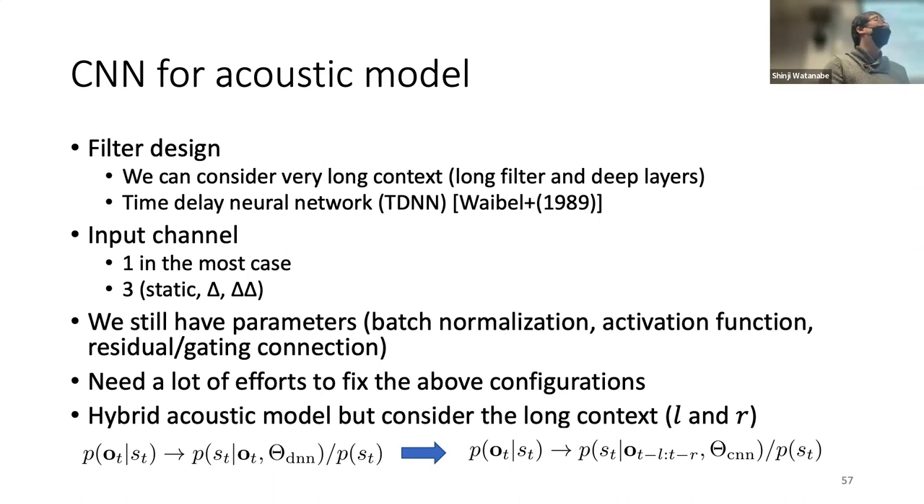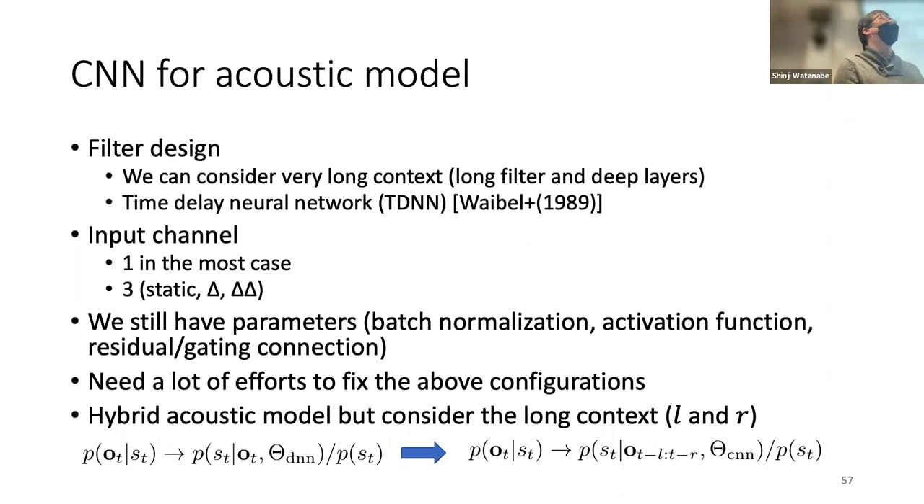So instead, I recommend you, for example, borrow the architecture from another area, like computer vision, first. Of course, later you can modify it, or if you have a very good idea, you can actually propose a new CNN architecture. But my suggestion is borrowing the architecture from computer vision itself.